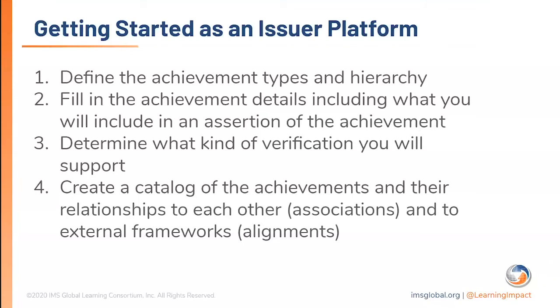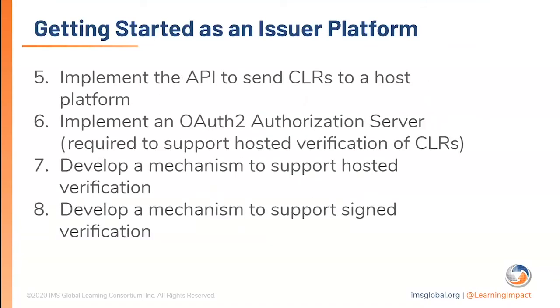Next, you will probably want to create a catalog of the achievements and their relationships to each other through associations and to the external framework. Basically, you have to capture all of this data from your spreadsheets into some form that you can call up when you need to form a CLR. Then you need to implement the API that can send CLRs to a host platform. And you will need to implement an OAuth 2 authorization server, just for the hosted verification of CLRs.